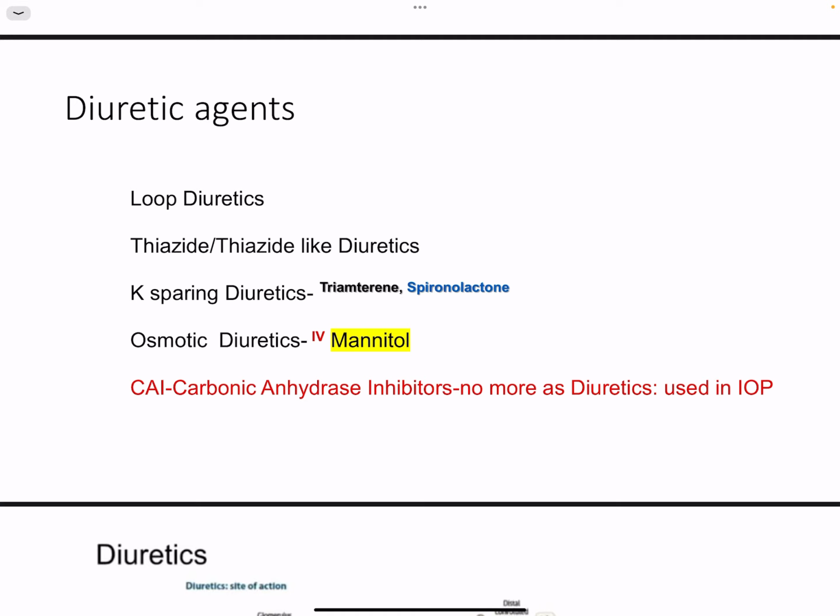So nowadays we use carbonic anhydrase inhibitors only in the treatment of IOP, not as diuretics. So if you get a question on your exam, which of the following diuretics is no longer used as a diuretic?